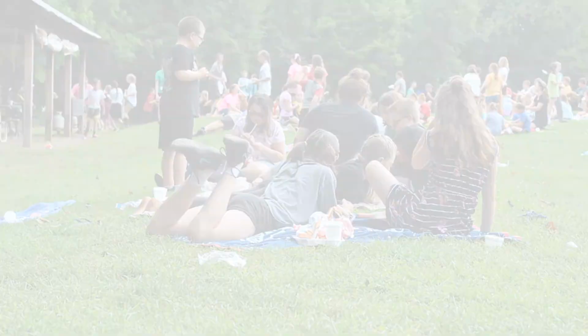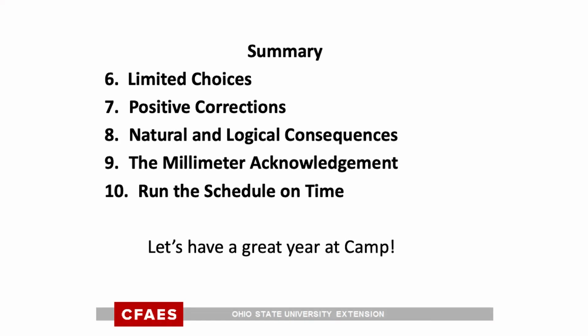In summary, we've reviewed 5 strategies that you can utilize to manage camper behavior: limited choices, positive corrections, natural or logical consequences, the millimeter acknowledgement, and run the schedule on time. I hope this session has given you several tools to work with your campers in positive ways this summer, even at times when their choices or their behavior might be a bit challenging.